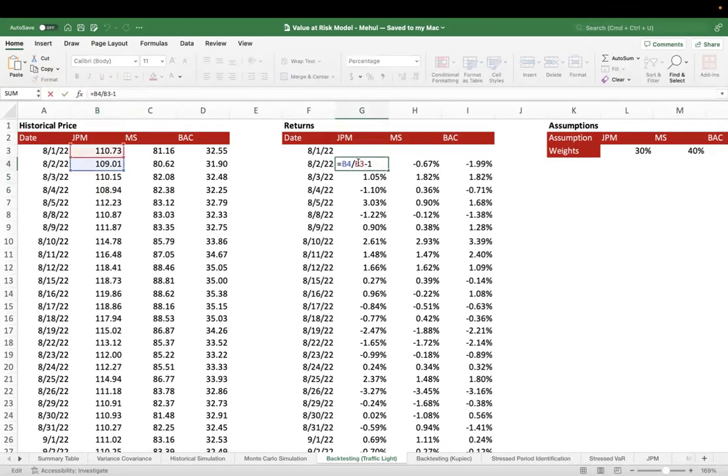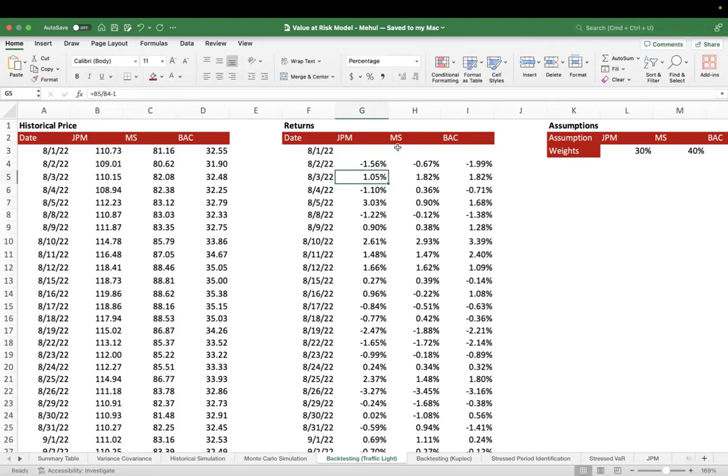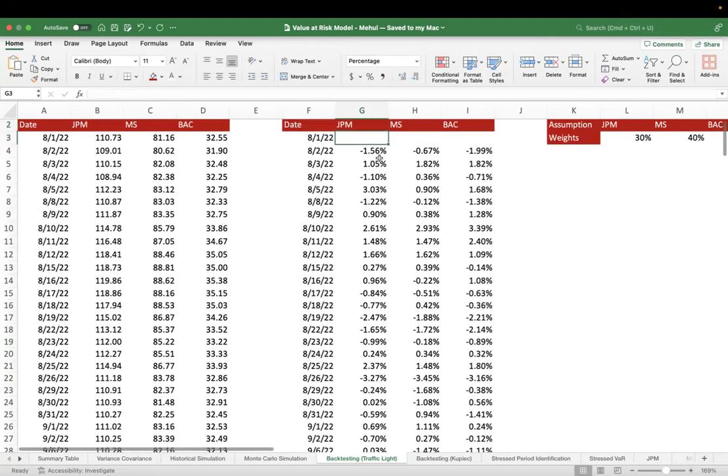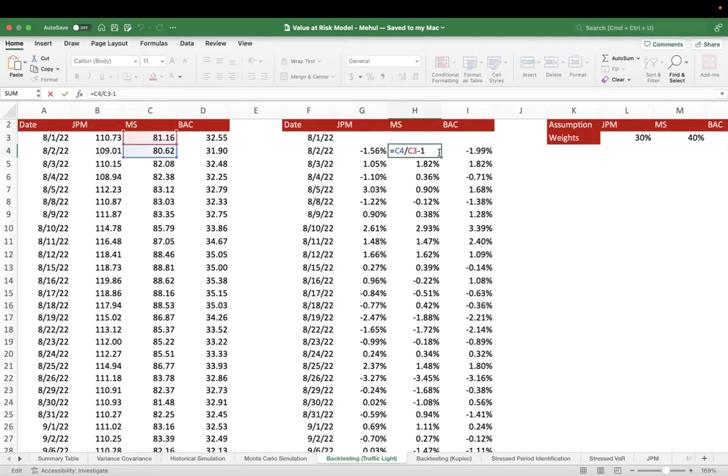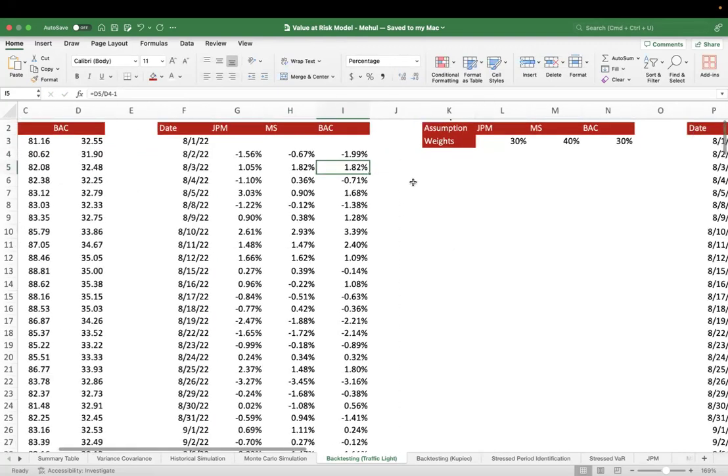So how do I calculate returns? It is simple: the price we have today of the stock divided by the price we had yesterday, minus 1. This is the simplest way to calculate the return of a stock. We'll use the same formula for Morgan Stanley and for Bank of America, all the way through the 1 year horizon.